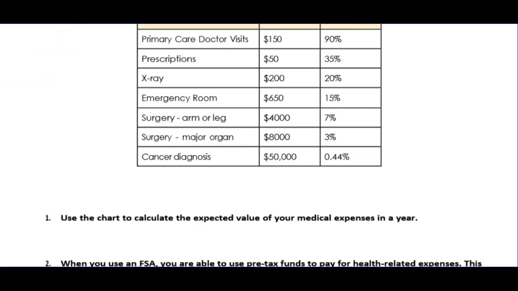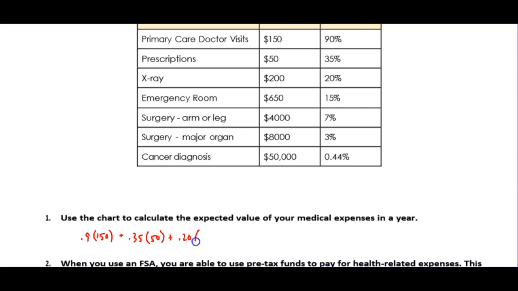So what I'm going to do is take the probability of each event and multiply it by the projected cost of each event. So we'll start with the 90%. It's 90% times 150. So that product there represents the primary care doctor visits. And we'll just keep on going through. If you want to pause and try this yourself and then come on back, you can do that. I'm just going to go through the rest of this.